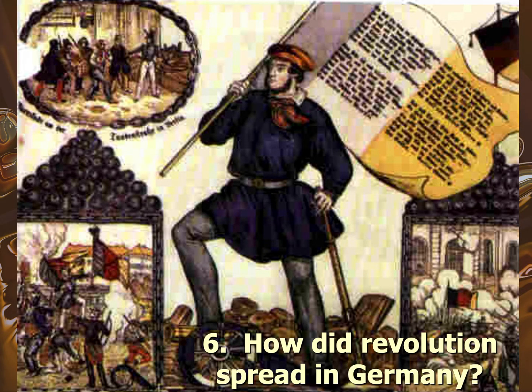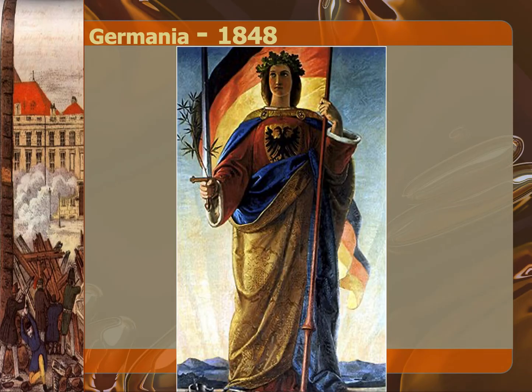The last place where there is a revolution in 1848 is in Germany. Now, mind you, Germany was the Holy Roman Empire. The Holy Roman Empire is broken up in 1806 as a result of Napoleon. So no longer is there a Holy Roman Empire. It's an image of Germania in 1848.